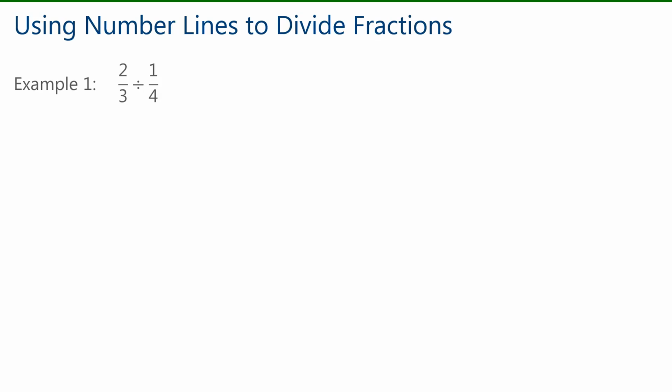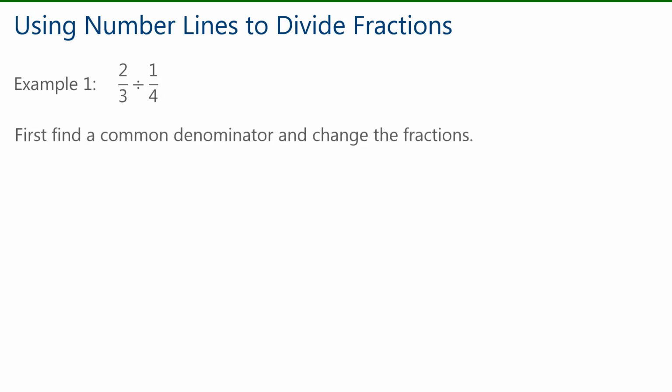Well, that may be hard for us to imagine because quarters and thirds are different sized pieces. So if we rewrite our fractions with a common denominator, it may make a little more sense. So first we'll find a common denominator and we'll change the fractions. The lowest common multiple of 3 and 4 is 12. So if I rewrite those fractions with a common denominator of 12, I get 8/12 divided by 3/12. So that might make a little more sense now. How many 3/12 fit into 8/12?